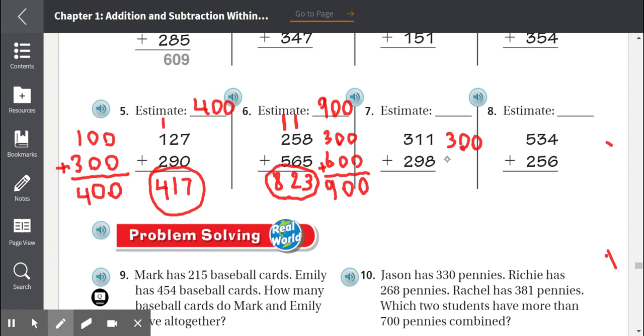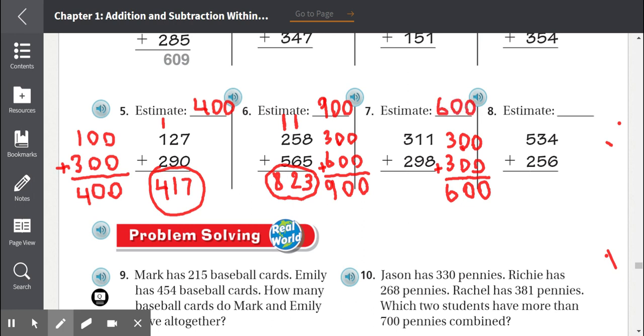298 is between 200 and 300, but it is closer to 300. We add the ones. 0 plus 0 equals 0. We add the tens. 0 plus 0 equals 0. And then we add the hundreds. 3 plus 3 equals 6. So our estimate is 600.